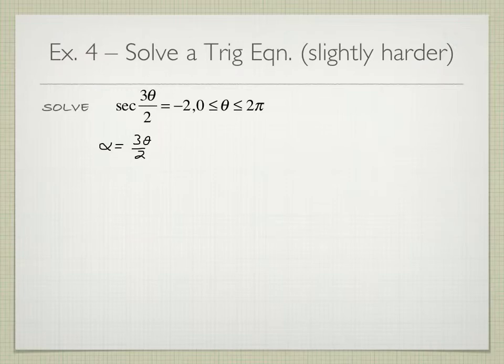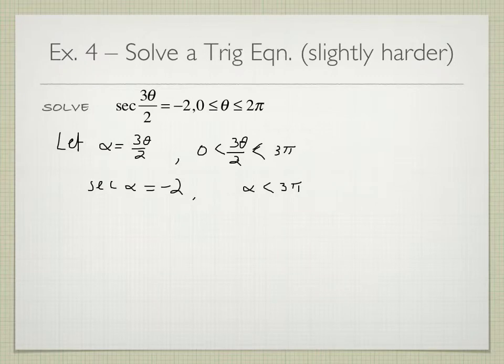So what do I need to do to theta to change theta to 3 theta over 2? We have to multiply everything by 3 over 2. So this becomes 0. This becomes 3 pi. So that's our new trig function in terms of alpha. Okay. So alpha is going to be between 0 and 3 pi.